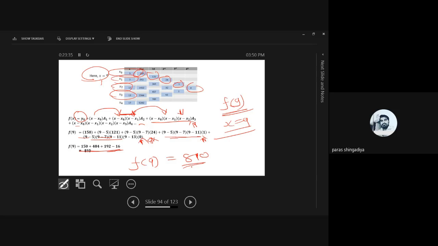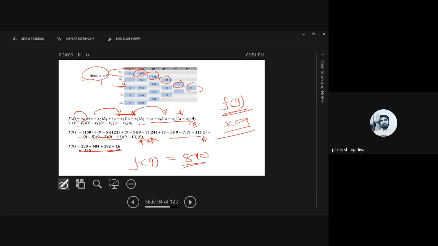We can also verify this answer by using the given table. F of 9 will be between 7 and 11. The answer for 7 is 392, and the answer for 11 is 1452. So the answer of f of 9 should be between 392 and 1452. The answer for 9 should be in this range. What is the range? 392 to 1452.